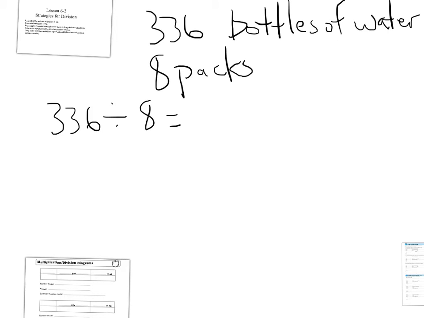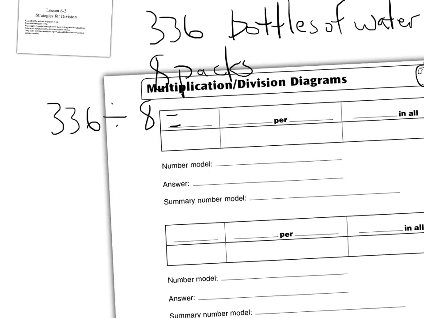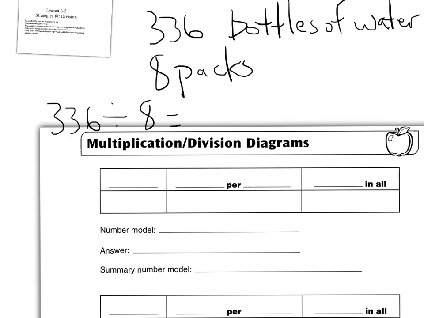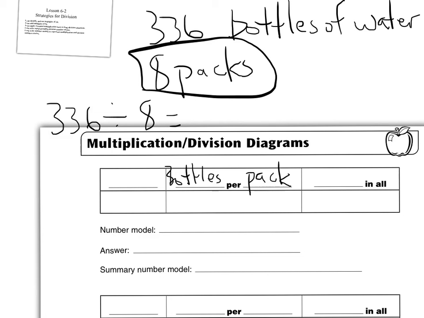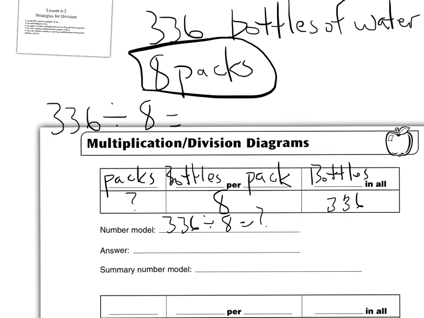So we could bring up our handy dandy chart here, and you're going to tell yourself, I know this is bottles per pack, which is 8, because we said there's 8 packs. This is bottles in all. We know there's 336. So we need to know how many packs were made. That's our question mark. So our number model is 336 divided by 8 equals question mark.